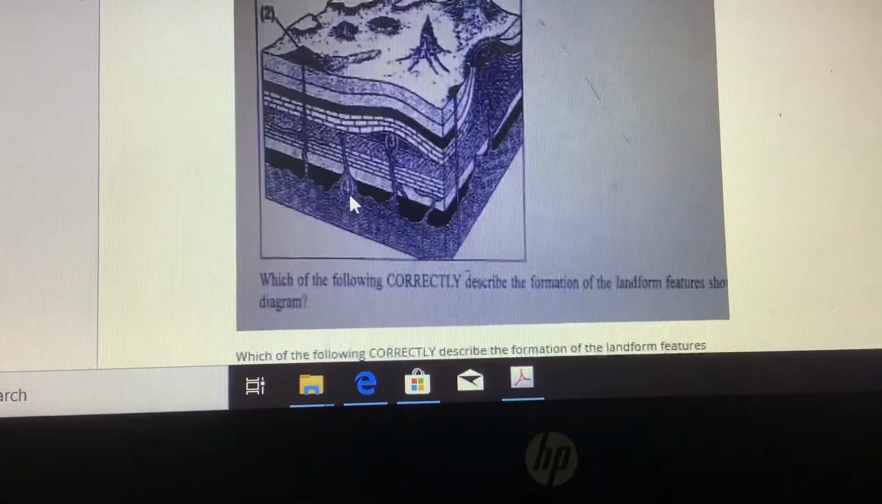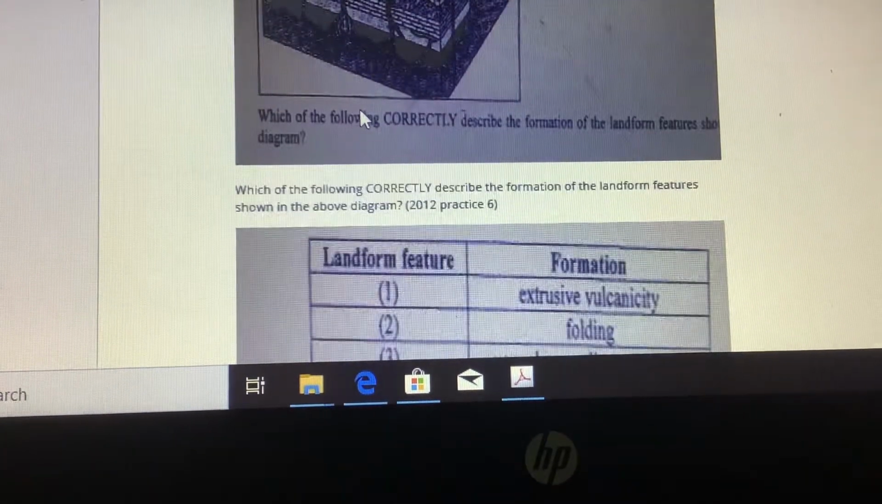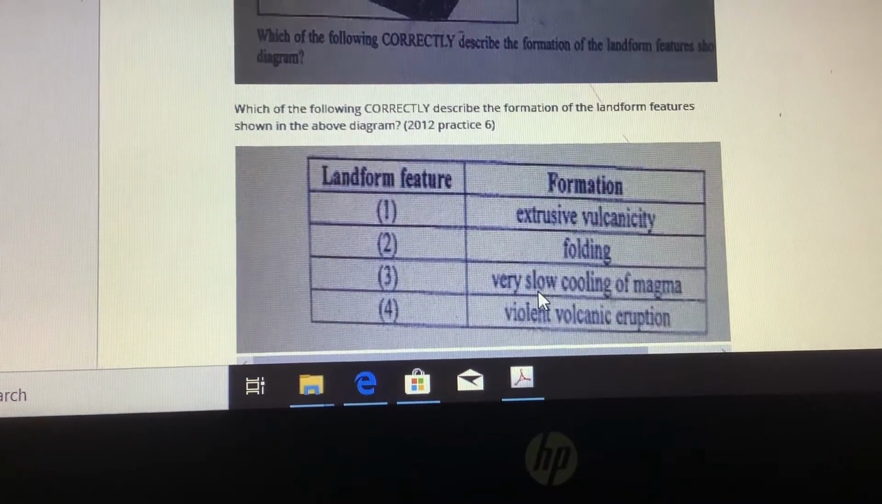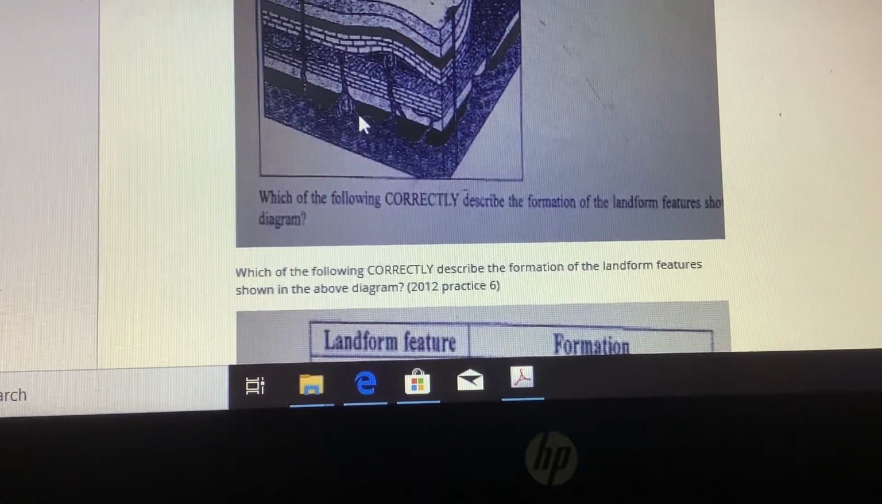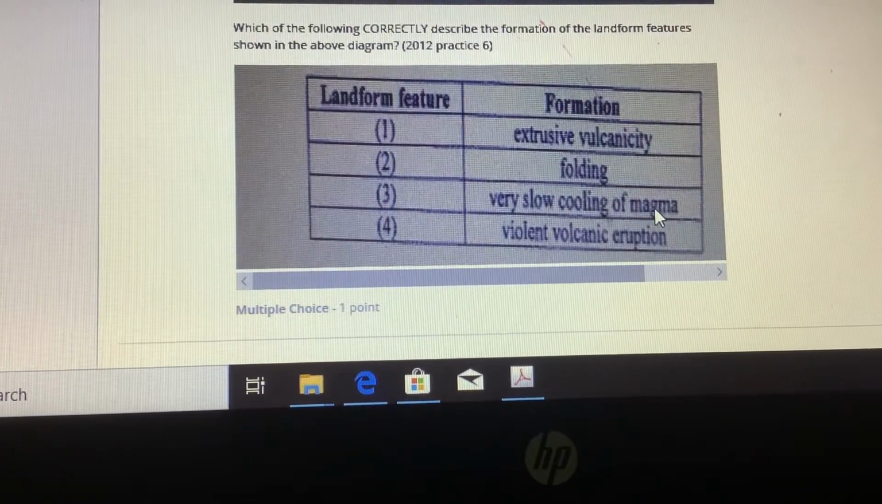Come on. And you can see number 3 and number 4. Number 3 should be laccolith. Number 4 should be batholith. Both of them are intrusive volcanicity. And intrusive volcanicity, this one is correct. Why? Because it is nearer to the core of the earth, and then it should have a higher temperature. And then the cooling of the magma is slower.